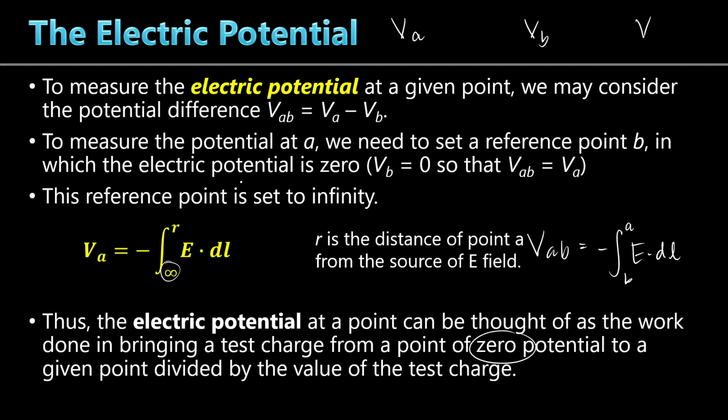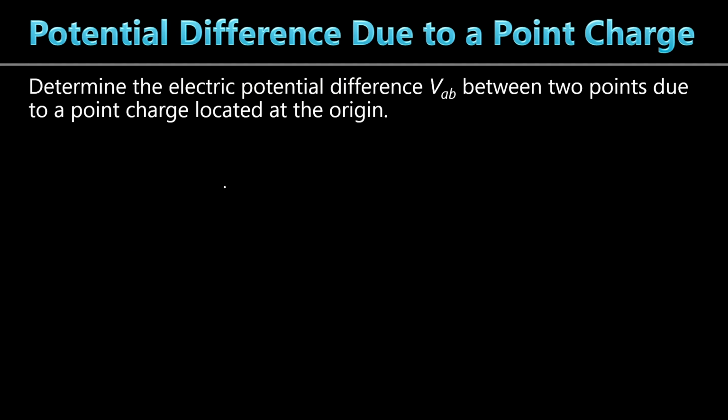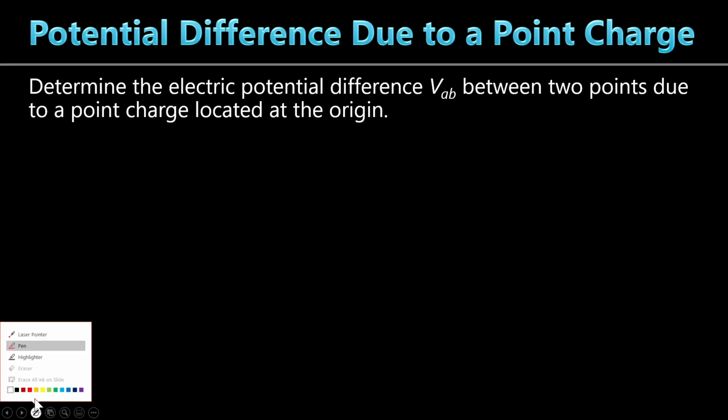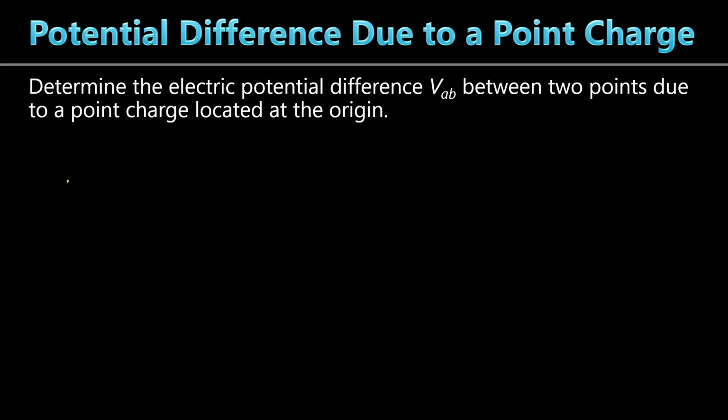Ngayon, mag-derive naman tayo ng expression ng potential difference kung ang source charge ay isang point charge. Okay? So here, let's determine the electric potential difference, VAB, between 2 points due to a point charge located at the origin. So for example, ito yung point charge natin. Ano? Gawin nating positive. No? By default, laging positive yung test charge. Tapos meron tayong 2 points. For example, ito yung A. Tapos ito naman yung B. 'Di ba? So ito yung point A, ito yung point B.